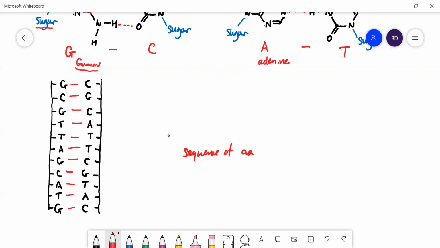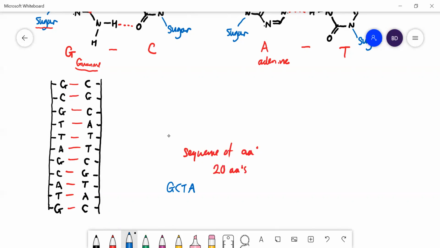Remember, there are 20 naturally occurring amino acids, and the sequence of those amino acids determines the 3-dimensional shape of a protein, which determines the job it does. So the sequence of amino acids is absolutely essential. Now, how is it encoded in DNA? Because in DNA, we've only got 4 bases. We've got G, C, T, A.